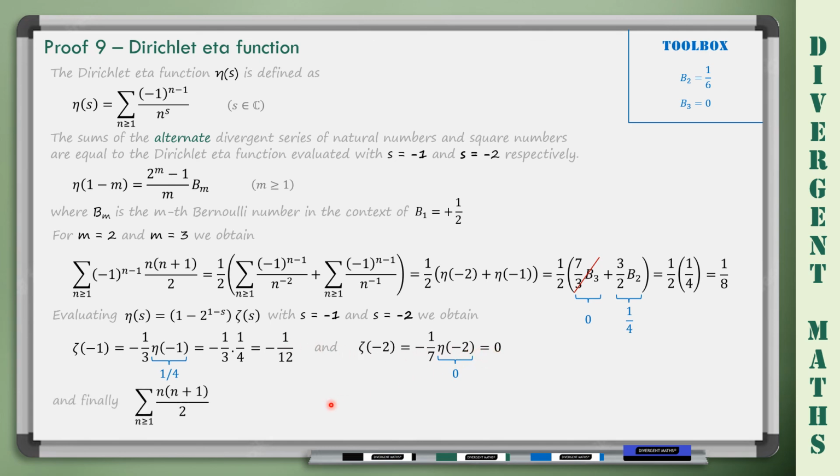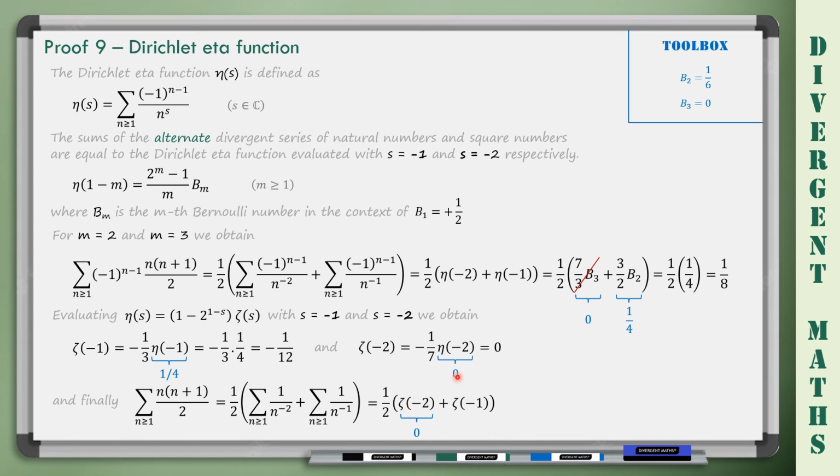We can conclude the sum from n equal 1 to infinity of the triangular numbers is equal to 1/2 of the sum from n equal 1 to infinity of 1 over n to the minus 2 plus the sum, the sigma of n equal 1 to infinity of 1 over n to the minus 1. So it is the arithmetic average of the Riemann zeta function evaluated at -2 and -1. We just take the sum and 1/2 of it.